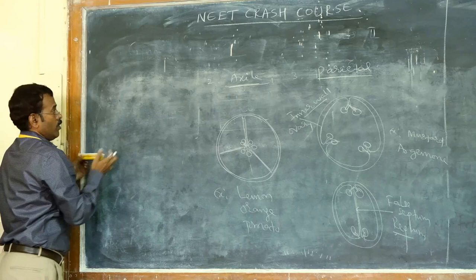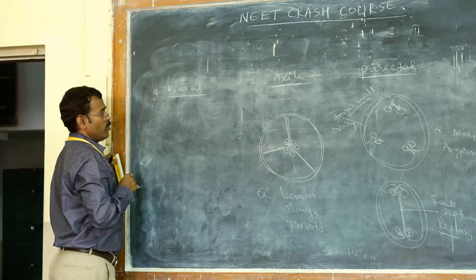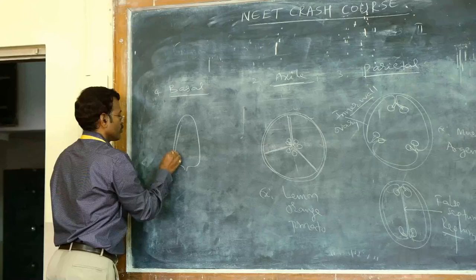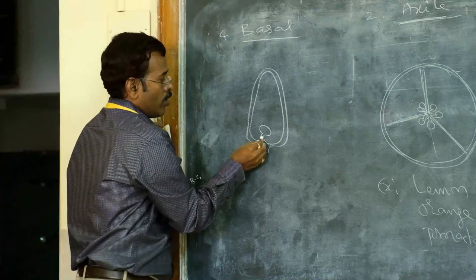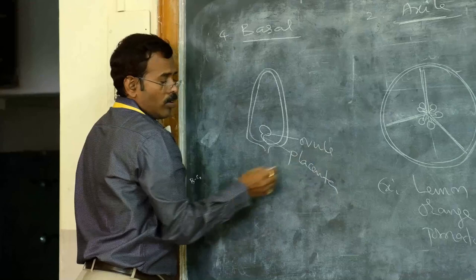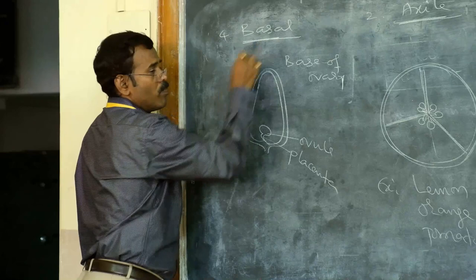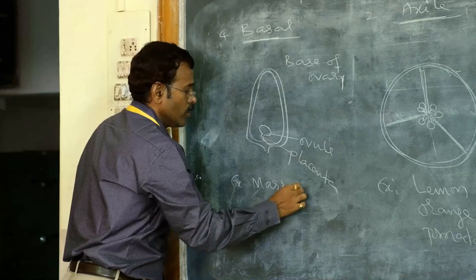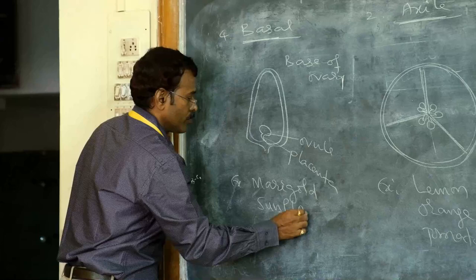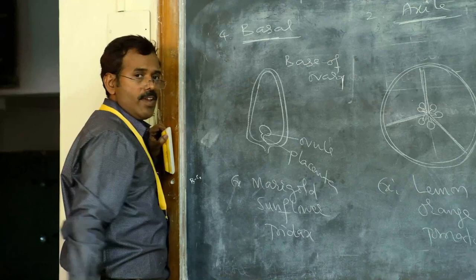Next one, basal placentation. In the case of basal placentation, this is the placenta, this is the ovule. The placenta bearing the ovule arises from the base of the ovary, the basal part of the ovary. That's why it is called basal placentation. You can see this in examples such as marigold and sunflower.